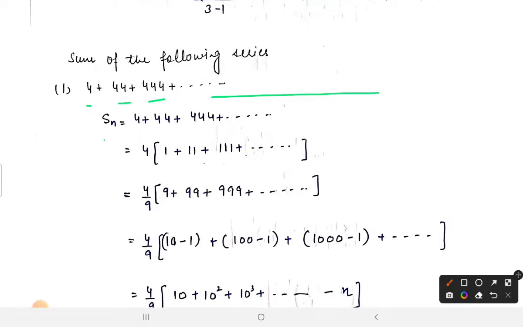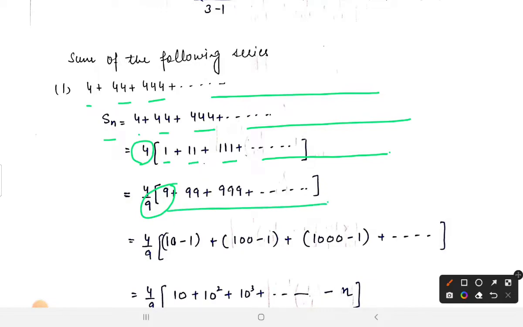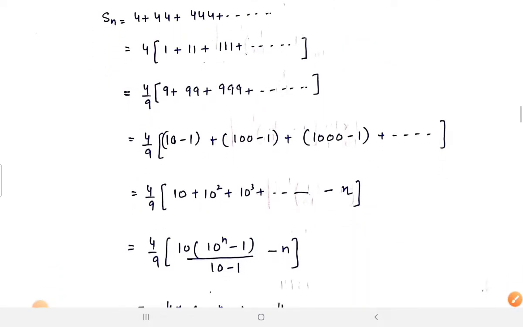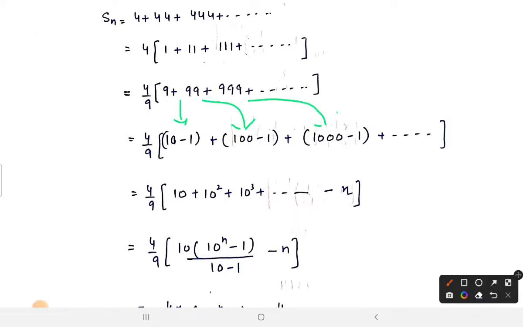Next one is the sum of 4 plus 44 plus 444 and so on. So let us write Sn as 4 plus 44 plus 444 and so on. Let us take 4 common. So we have 1, 11, 111 and so on. Let us multiply and divide by the same number 9. Why are we multiplying and dividing by 9? Because we want to make this a geometric progression. So write 9 as 10 minus 1, 99 as 100 minus 1, 999 as 1000 minus 1.